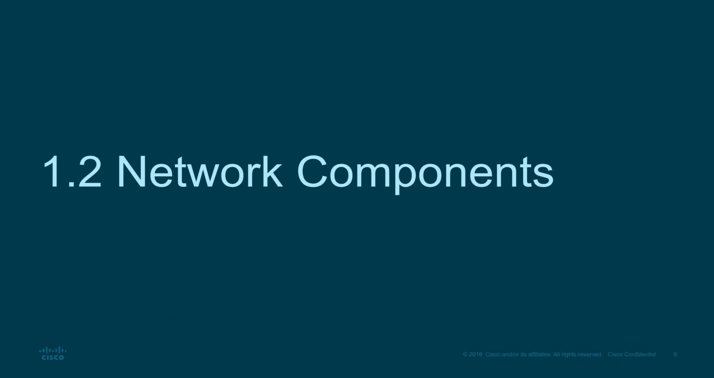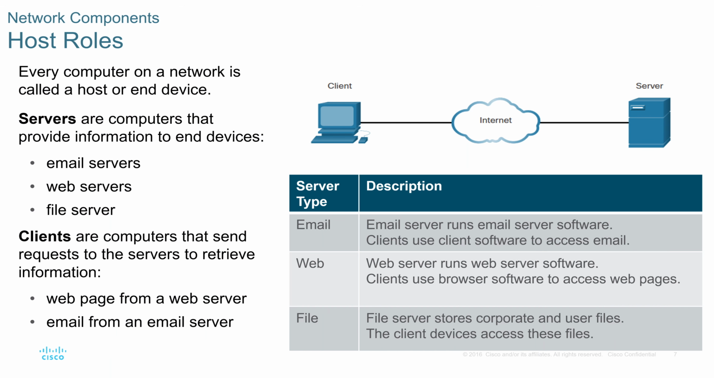The network systems have some components. These components are defined based on our ability to understand the infrastructure of networks and how we have decided to put together the global communication network systems. The network components include things like host roles, so that every computer on a network is called a host or an end device. Servers, on the other hand, are computers that provide information to the end device.